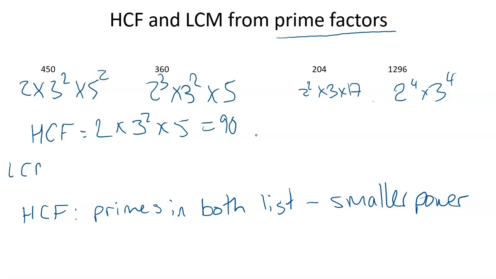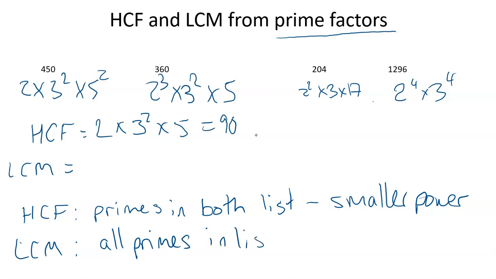What about our lowest common multiple? Well, our lowest common multiple uses all primes. Now, not all primes in the world, but all primes in the lists. So if it's in either of them, it doesn't have to be in both. It can be in one, not the other. We use it. We use all of the primes we've got. And if it is a repeat, we're going to use the bigger power of each prime. So in fact here, they're all repeated. So I'm just going to use the bigger power of each of the primes. So 2 and 2 cubed, I'll have the 2 cubed.